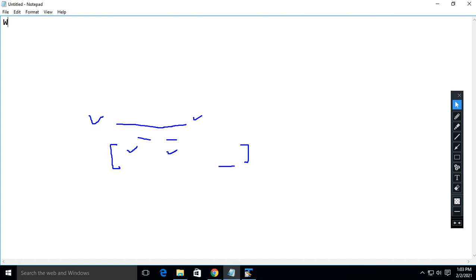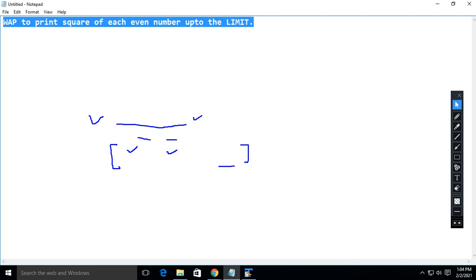Everyone write down the question. Write a program to print the square of each even number up to the limit. Write down this question, everybody, and post the solution in the chat box only.